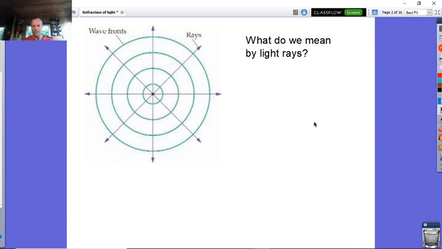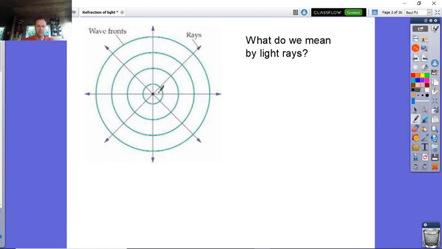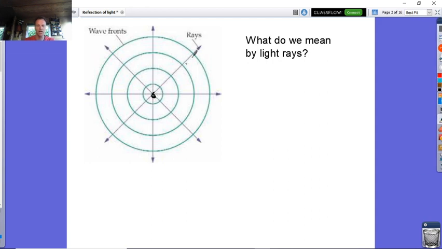Well, light rays: if you imagine you've got a bulb just here, right in the center, then light basically comes off in rays going all the way around, out like a light bulb. And you've got this in your textbook.